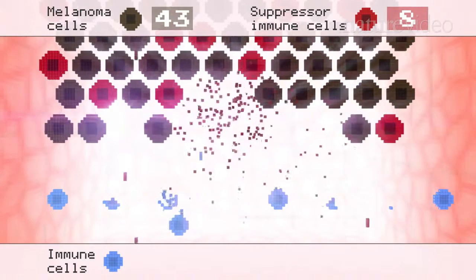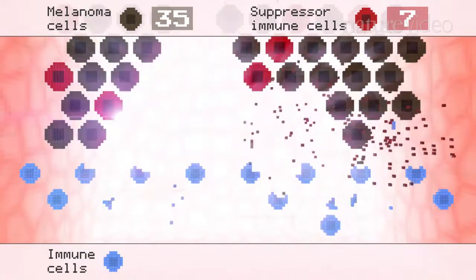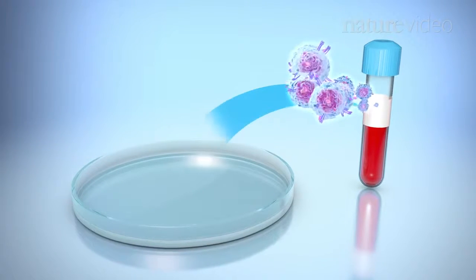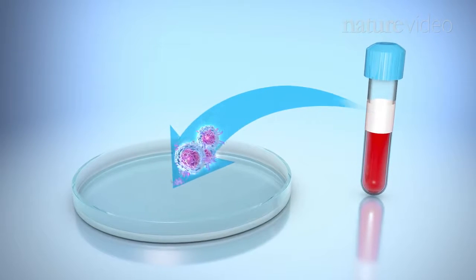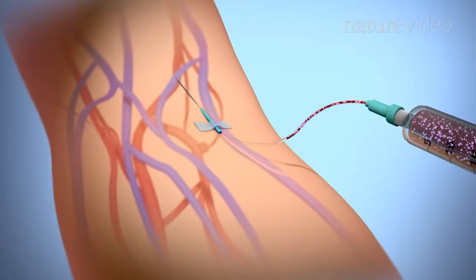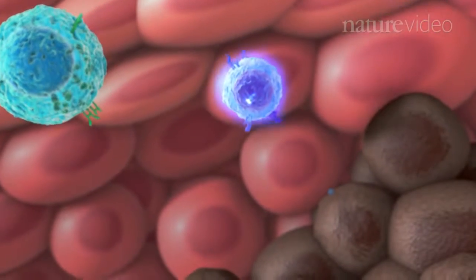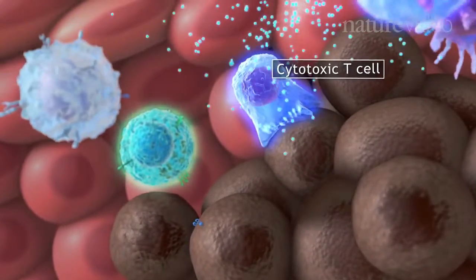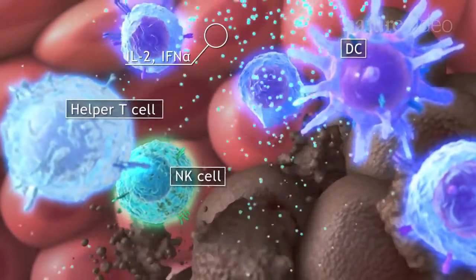Scientists are developing immunotherapies to help strengthen the immune attack. One approach is adoptive T cell transfer. Cytotoxic T cells taken from patients with melanoma are selected for their ability to attack tumour cells. The best killers are infused back into the patient. Treating patients with cytokines, such as interleukin-2 and interferon alpha, can also boost the activity of anti-tumour immune cells.